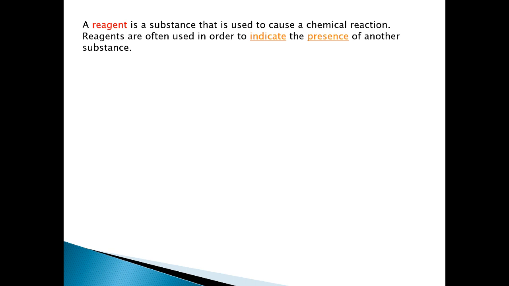I have to read all these points. These are the reagents. What is a reagent? A reagent is a substance that is used to cause a chemical reaction. Reagents are often used in order to indicate the presence of another substance.